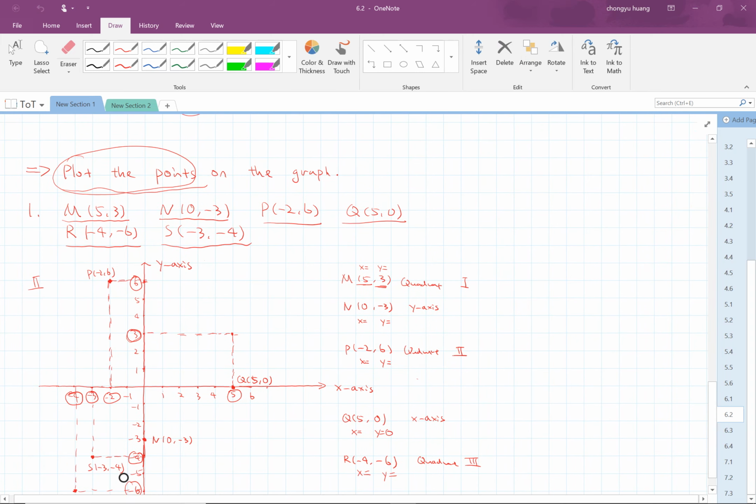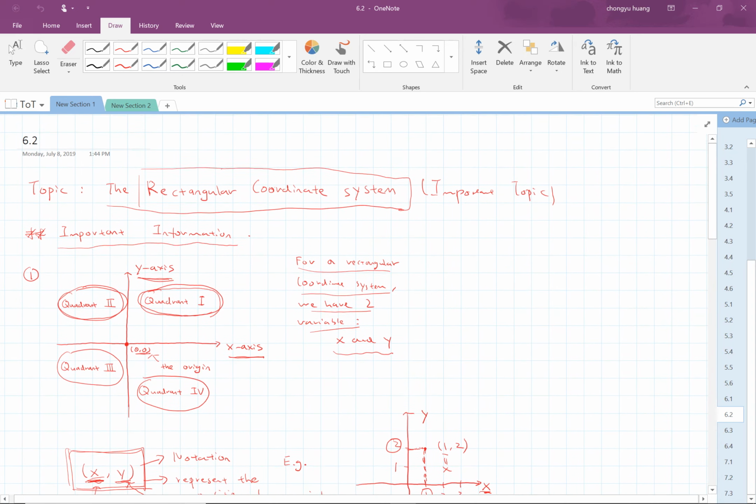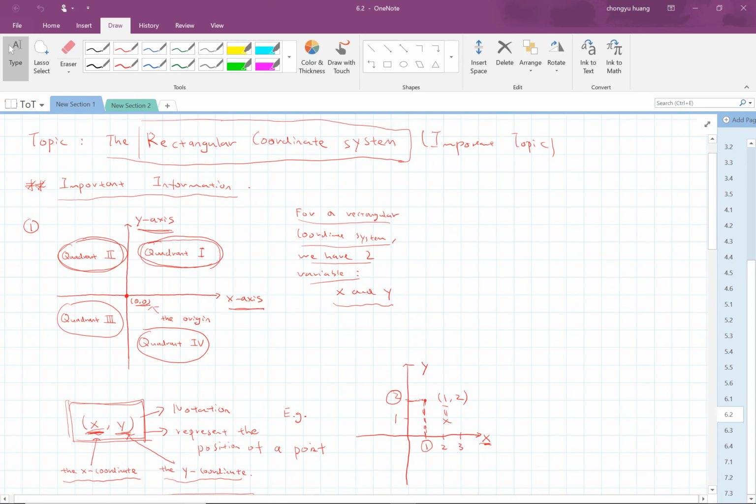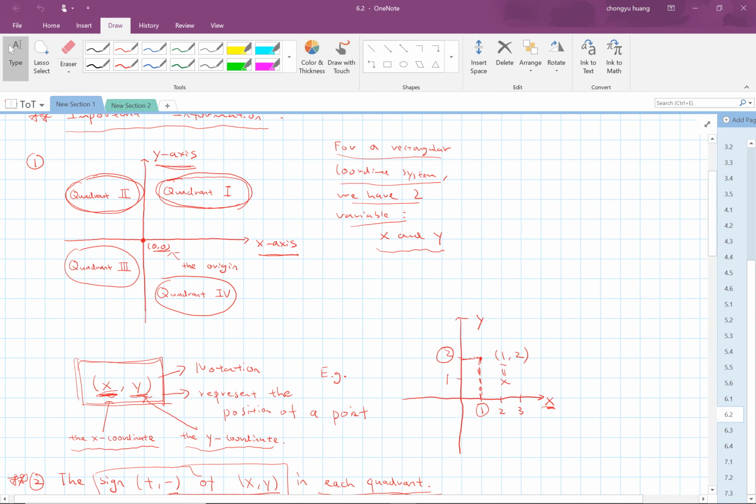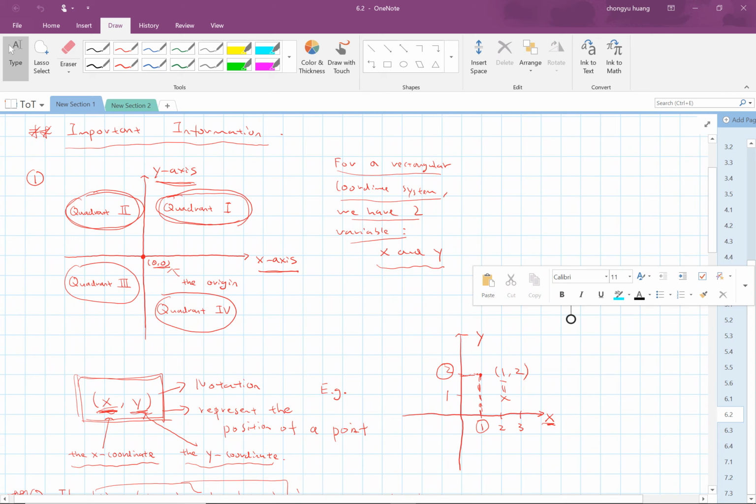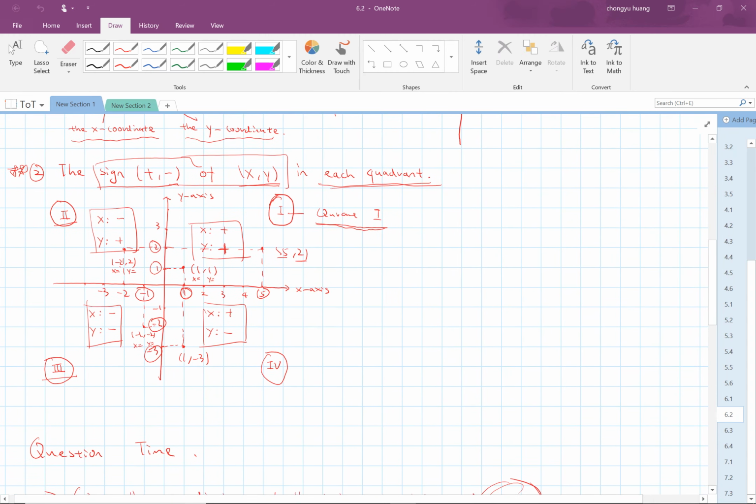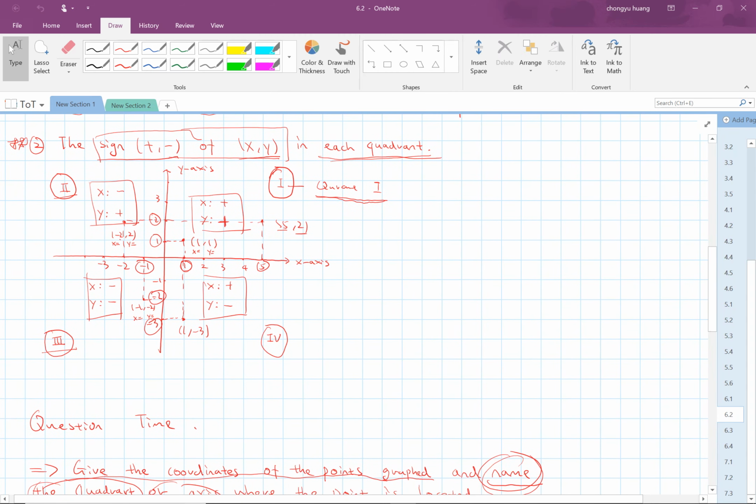Basically, on today's topic we talked about one of the really important topics, the rectangular coordinate system. So remember, this will keep coming back; we will be using it almost all the time. We talked about those really important pieces of information. We also talked about the sign, positive or negative, for the point in each quadrant.